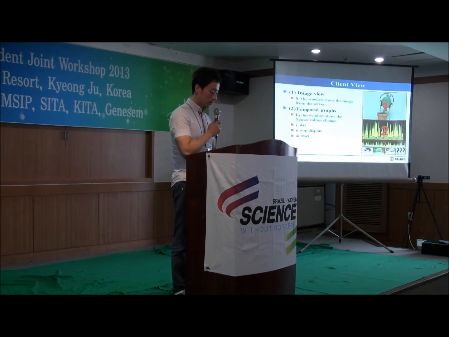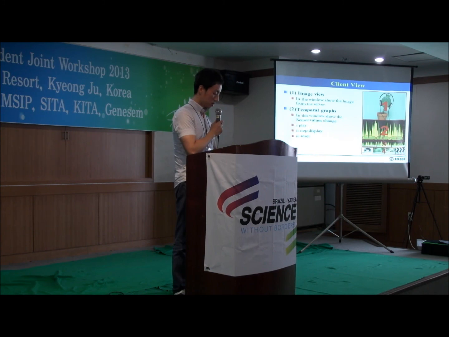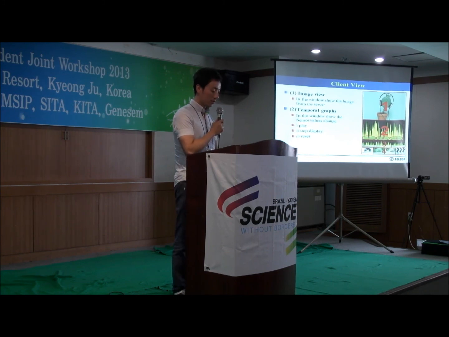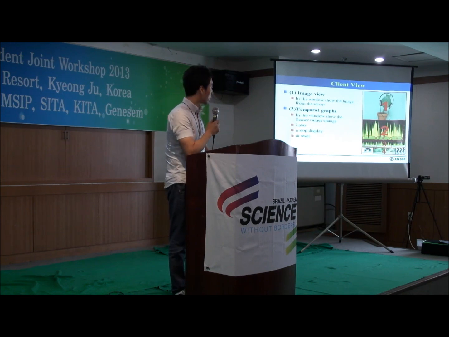Window 2 is the temporal graph. In this window, you can see the selected sensor value. If you touch the play button, the graph shows the sensor value along the time scale. When you touch the stop button, the graph stops. In this case, if you scroll the window, you can see the other sensors' values. And the reset button shows the first data of the sensor value.